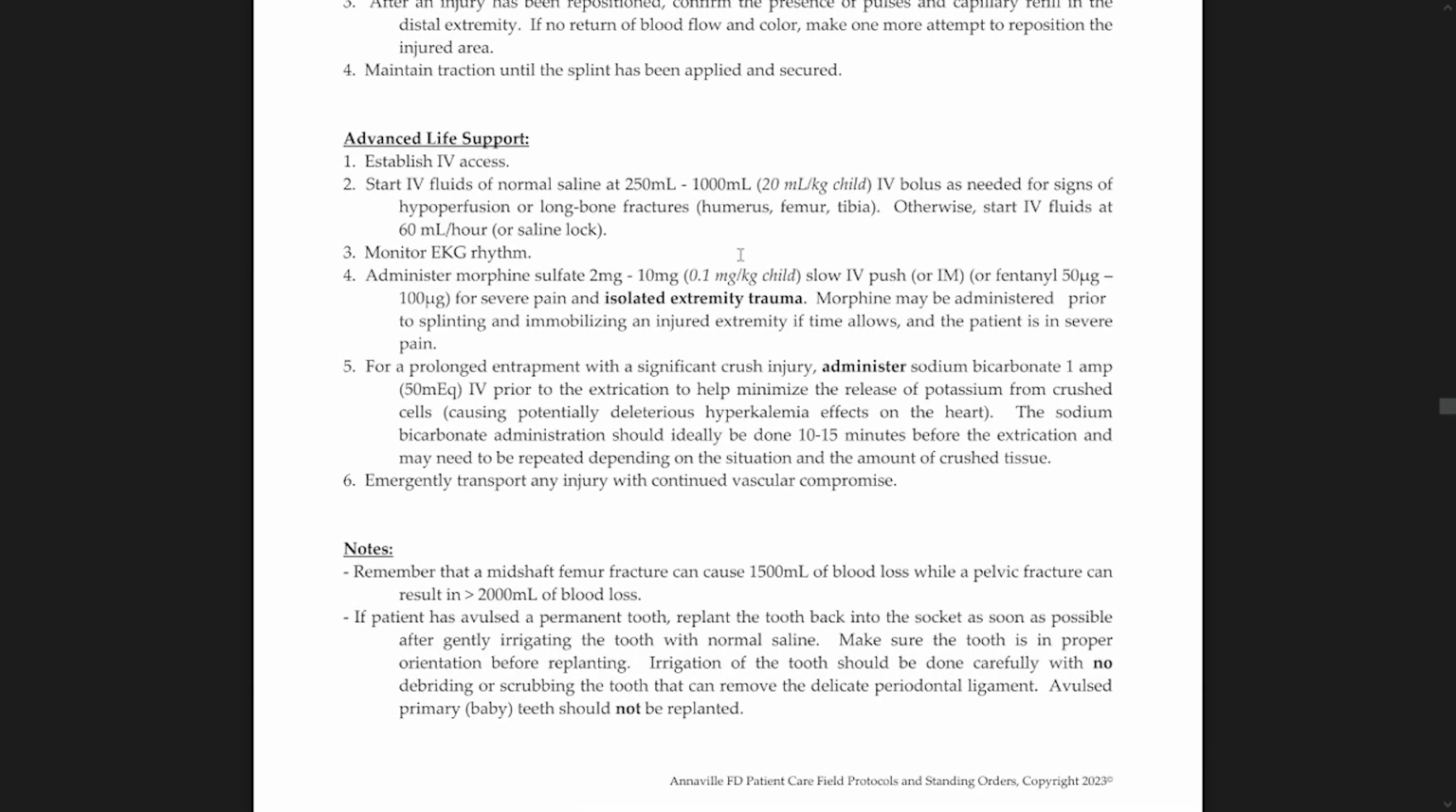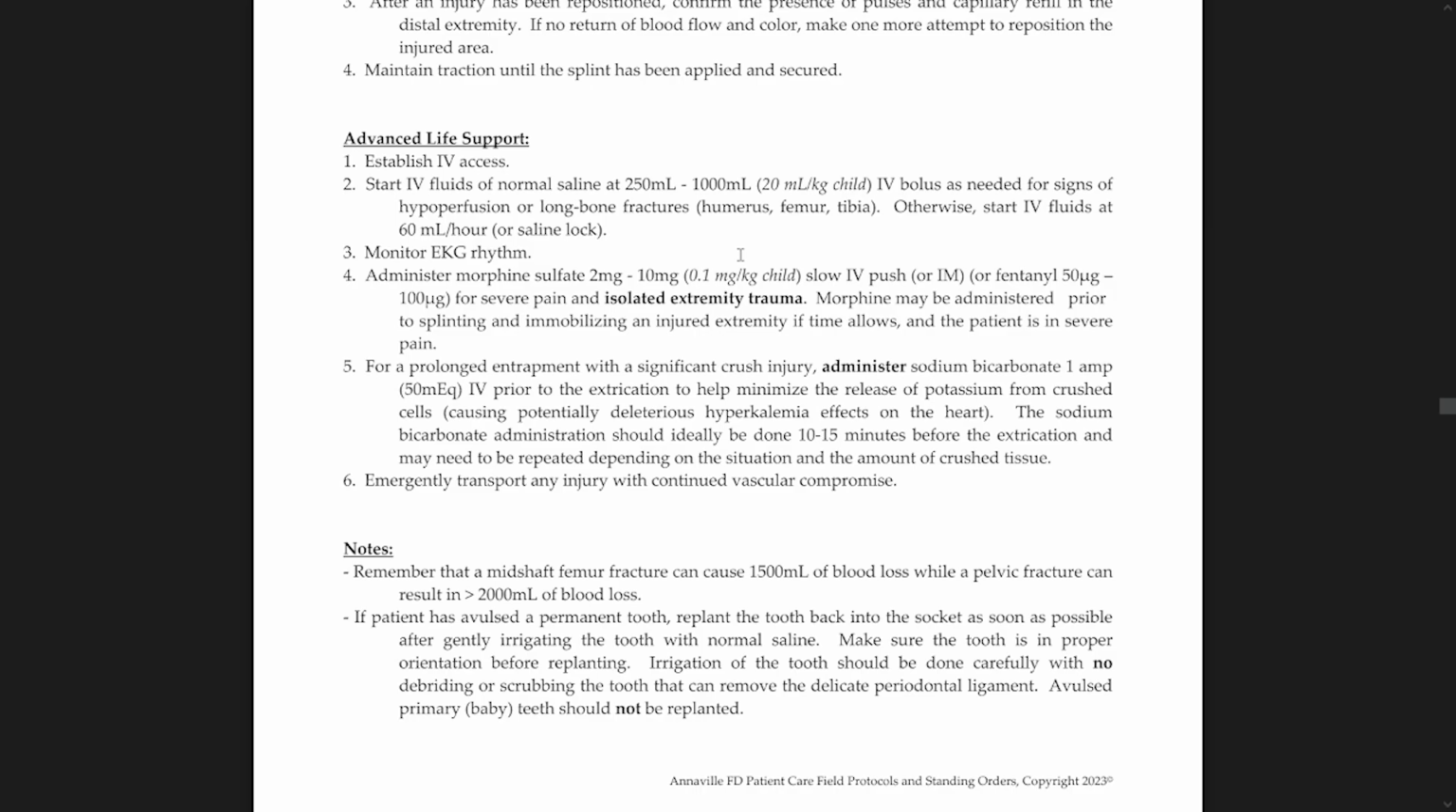For ALS or advanced life support, establish an IV access. Start IV fluids of normal saline at 250 to 1,000 milliliters, or 20 milliliters per kilogram for a child, as an IV bolus as needed for signs of hypoperfusion or long bone fractures.